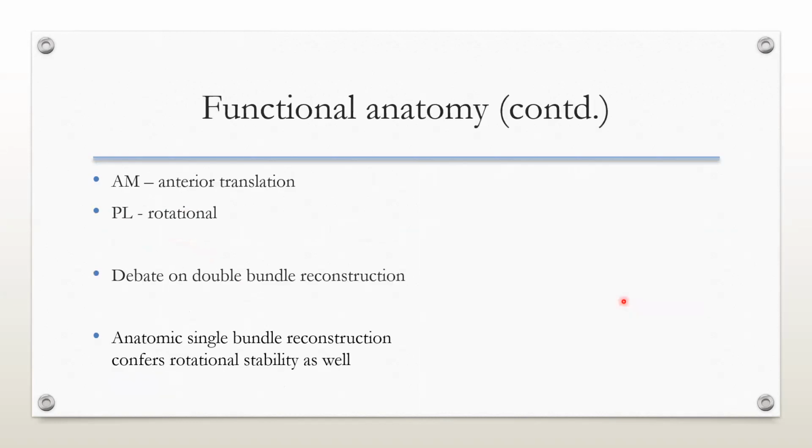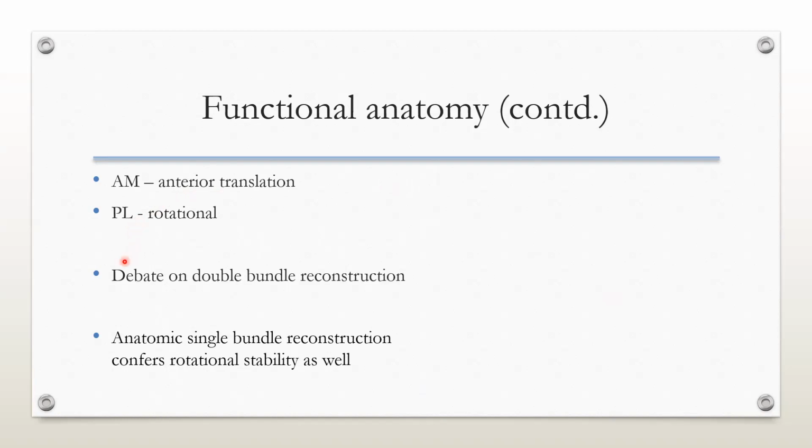So since the AM bundle gets taut only after 60 degrees of flexion, its primary action is to prevent anterior translation in flexion, and the primary function of the posterolateral bundle is to prevent rotational forces, rotational strains, in extension.